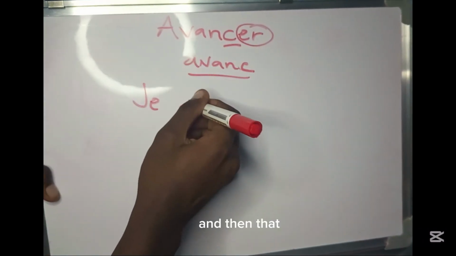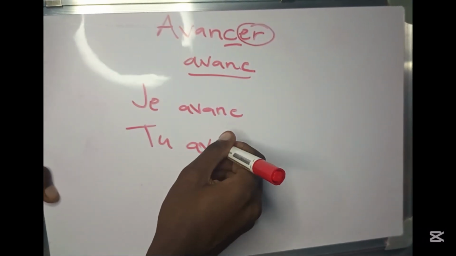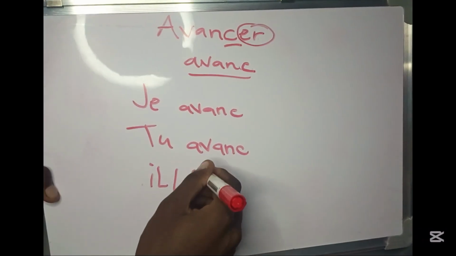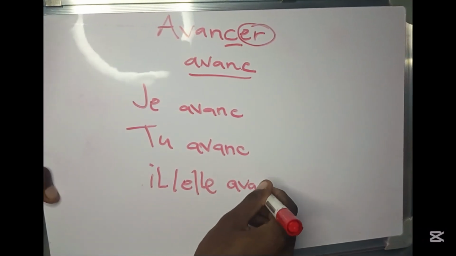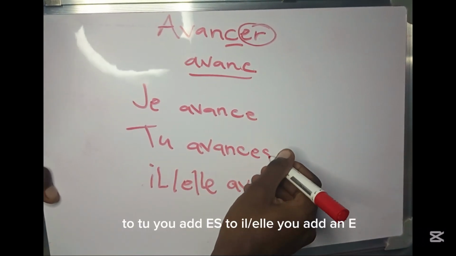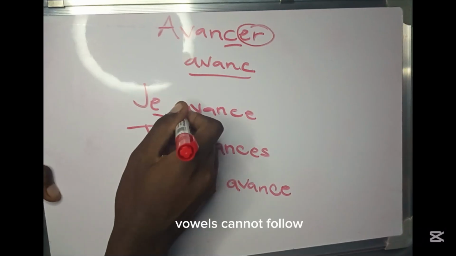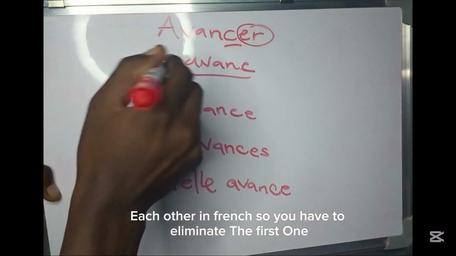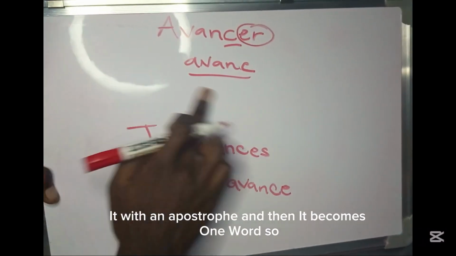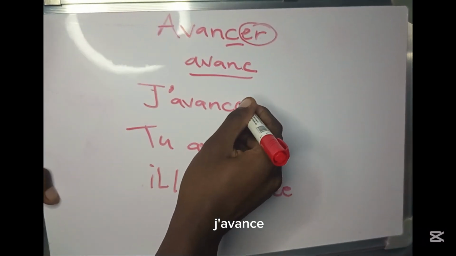So je, tu, il, elle, and then the stem. To je, you add an E. To tu, you add ES. To il, elle, you add an E. But you remember, two vowels cannot follow each other in French. So you have to eliminate the first one and replace it with an apostrophe, and then it becomes one word.